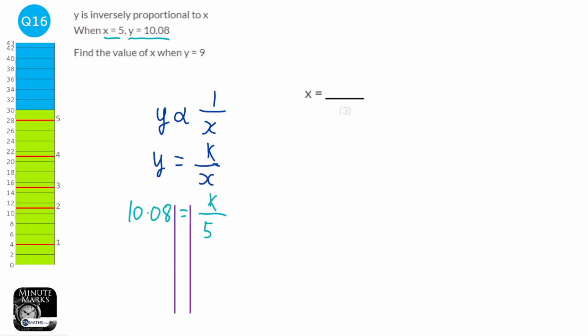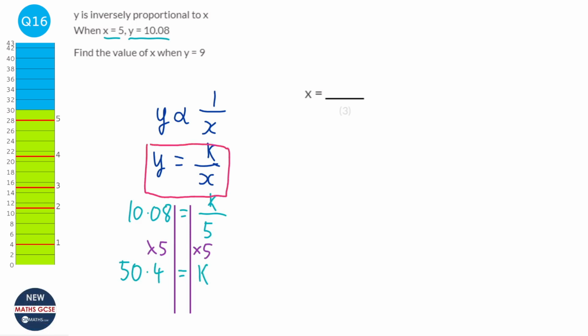Let's get my lines in. And to solve it, I just times by the bottom of the fraction. So times both sides by 5. And we're going to end up with 50.4 is equal to k. So k is 50.4. I'm going to rewrite this equation here, but we know what k is. It's 50.4.